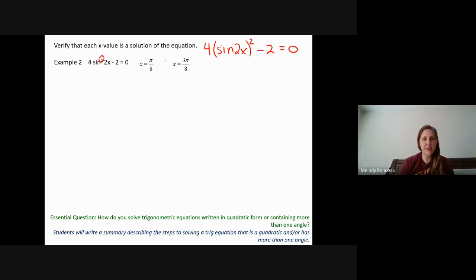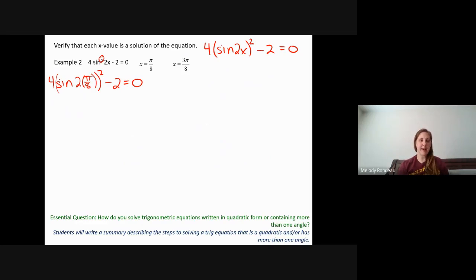So when I do that, I'm going to start with my first x value, the pi over 8. So I'm going to say 4 sine of 2 times pi over 8 squared minus 2 equals 0.